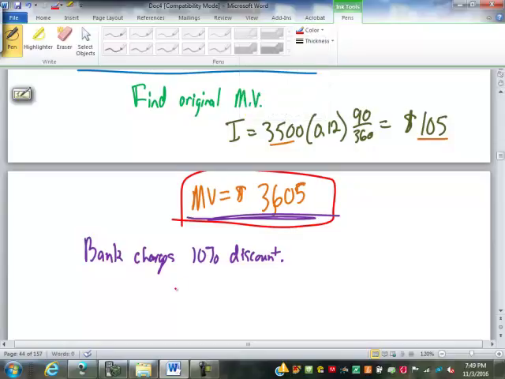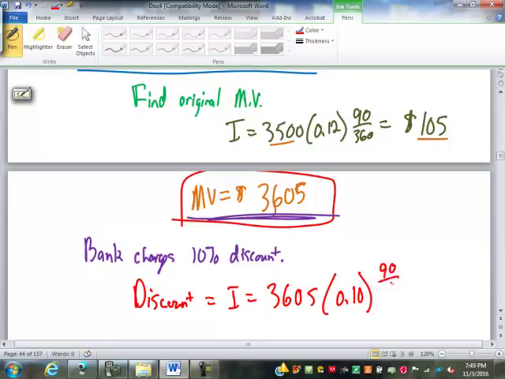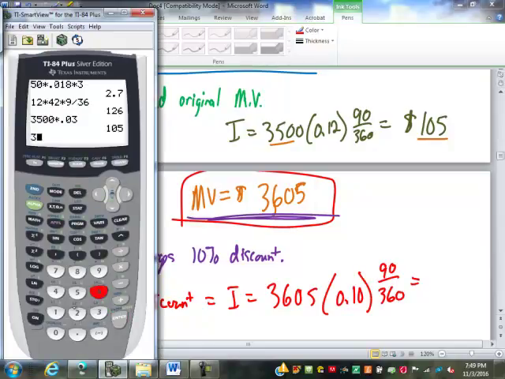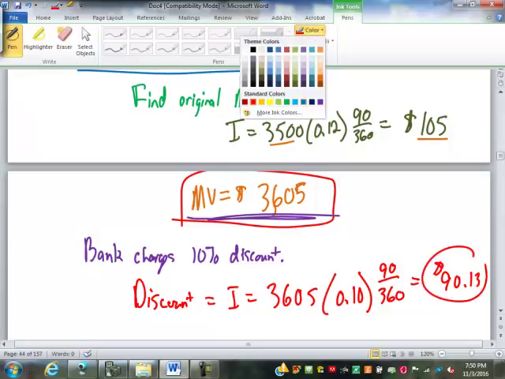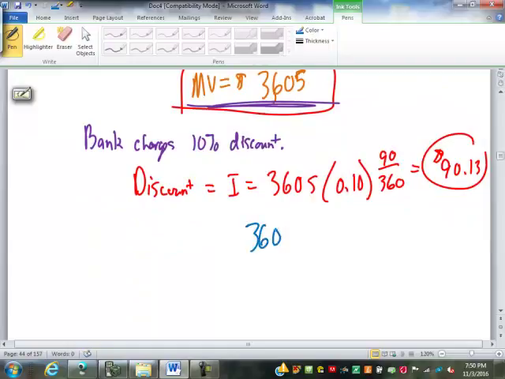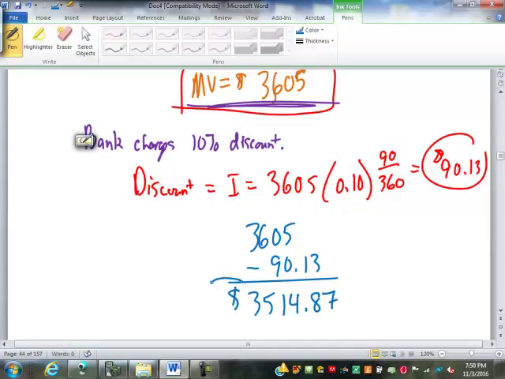So this bank is going to take over this amount. We're going to find that discount, which again is just equal to the interest on the $3,605 at 10% for 90 days. So it's $90.13 is their discount. So they'll subtract that from the $3,605, the face value of the bank's loan to me, minus $90.13. It's $3,514.87. So that's how much they're going to give to me. So I made $14.87 off this transaction.